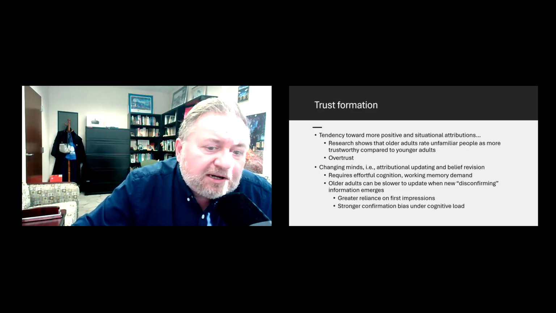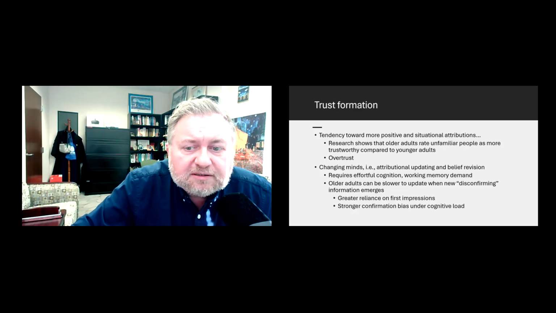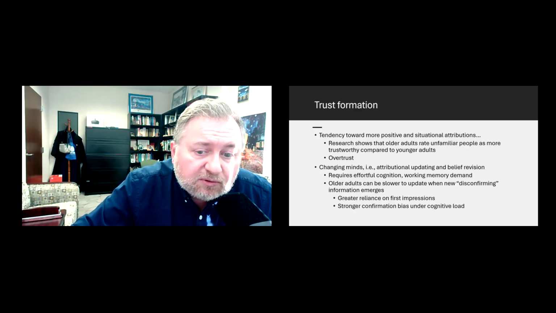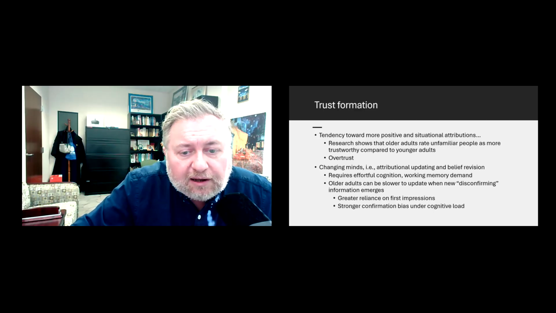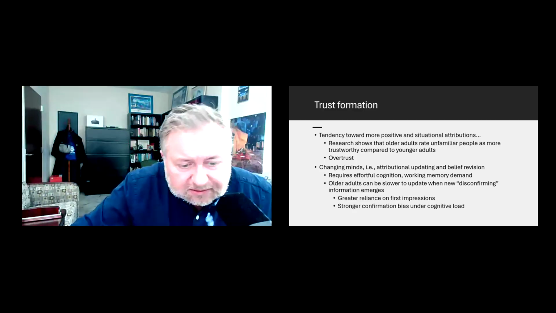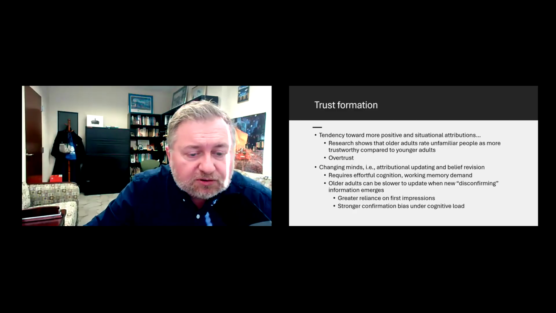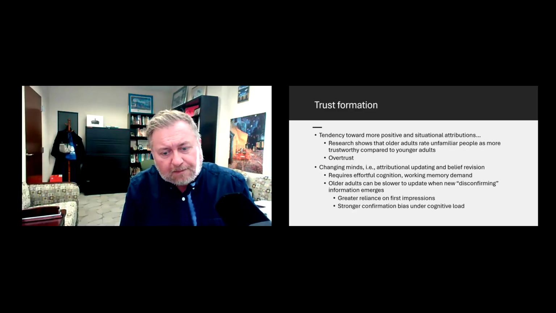And if we connect this back to people, it might be that if we have this tendency towards making more positive and situational attributions, this could lead to more overtrust, right? It might just mean that there's this default tendency now to trust rather than to not trust. And again, it connects perhaps a lot to the socio-emotional selectivity theory.